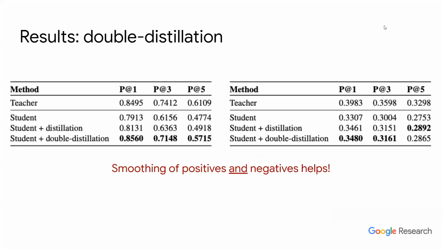So we applied this in the information retrieval setting. I think this is coming from Amazon 13K prediction or something like that. This is the teacher, and this is the student that is solely trained. And then this is using the student plus just the distillation. And this is using the double distillation. Basically, we apply that weighting to the negative terms as well. And this was actually performing the best for the two cases.